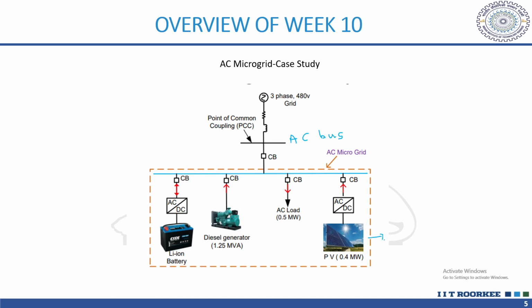So we have this PV, which is producing DC power, so we are connecting it through this AC to DC inverter. Then we have a AC load, which is directly connected to the bus, a diesel generator similarly, and a battery energy storage interface with a converter.